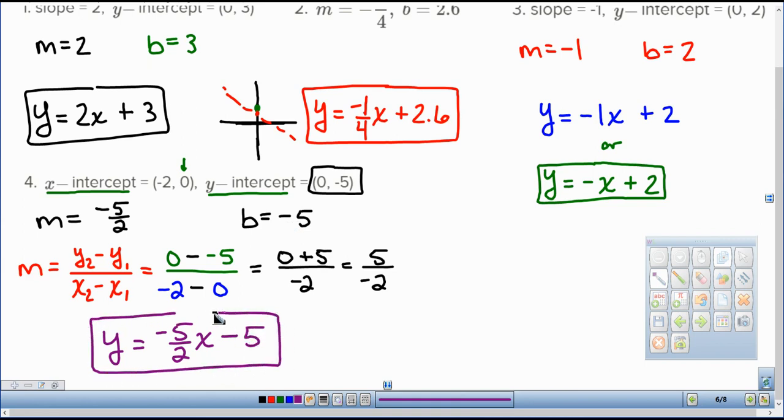Again, let's think about what this looks like. On a graph, we know that here's the y-axis. It's going to hit at negative 5. So here are your positive numbers. Down here are your negative numbers. Negative 5 might be around in there. It's a negative slope, and it's actually pretty steep. It's a 2.5 steepness. And so it looks something like that.